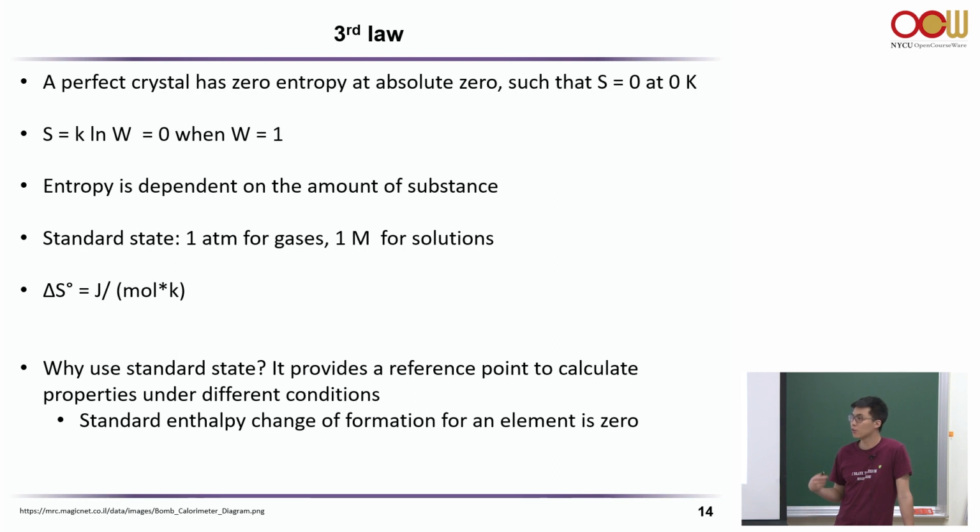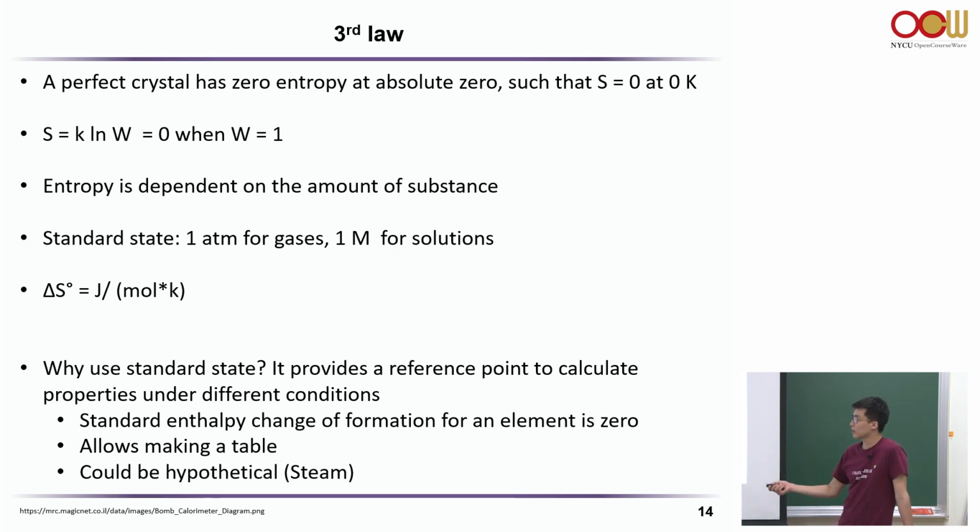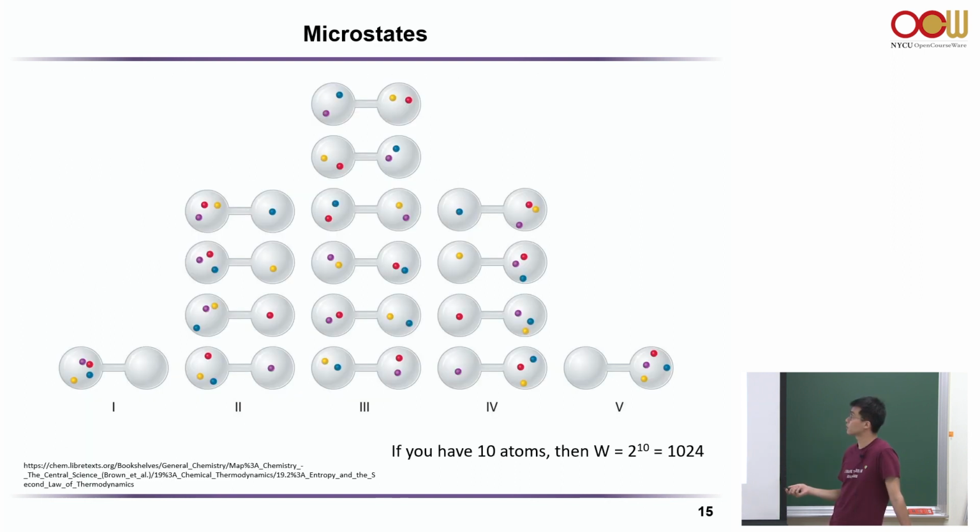The people who created this field basically have these ground rules so that you can make tables and you can do all the calculations. And also, it could be hypothetical, because for example, we still talk about water vapor at such condition. The standard condition is room temperature, 25 degrees Celsius, right? So at room temperature, 1 atm, water could not exist in its vapor phase, but we still talk about it, okay? So these are just very hypothetical values to describe different states of a system.